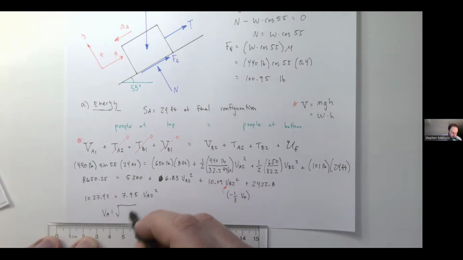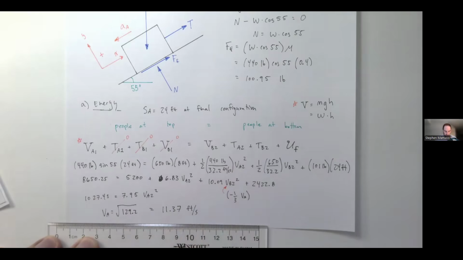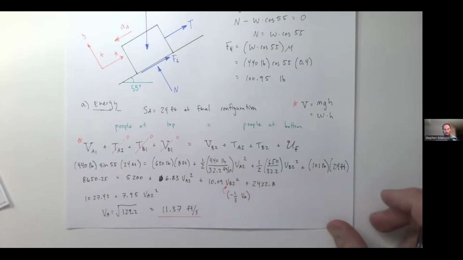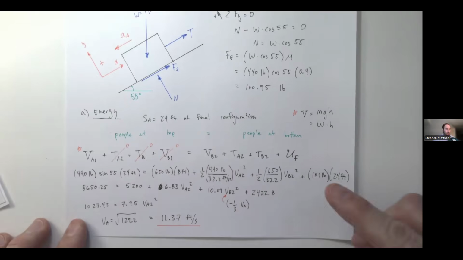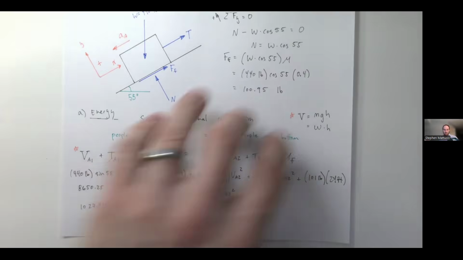VA is equal to the square root of 129.2, which is equal to 11.37 feet per second. And there we have it. Now, I mentioned at the beginning that we could do this by energy or we can do it by kinetics. So let's go ahead now and do it also by kinetics and see if we get the same answer.